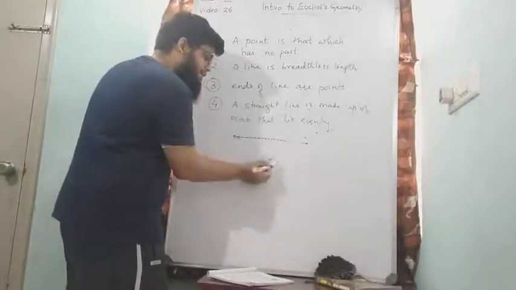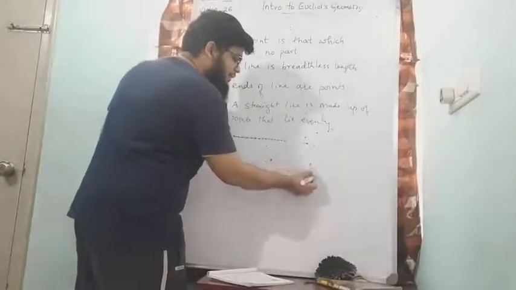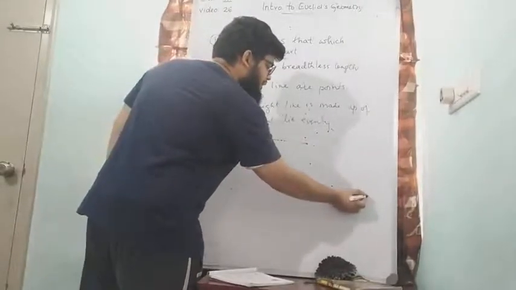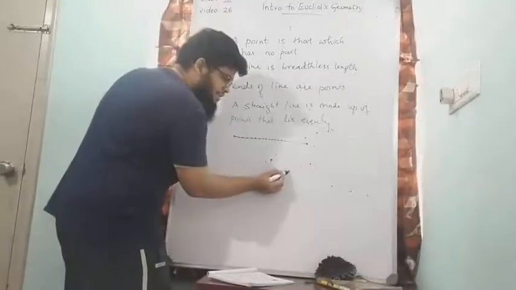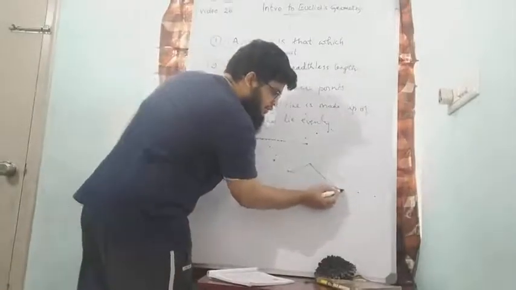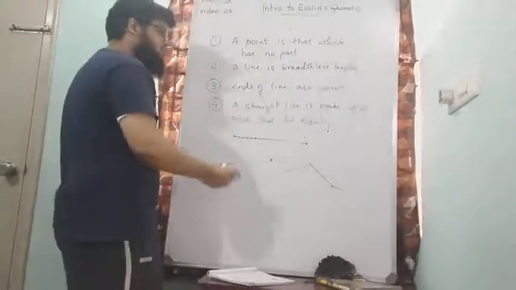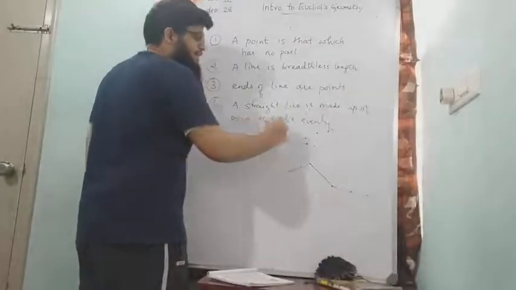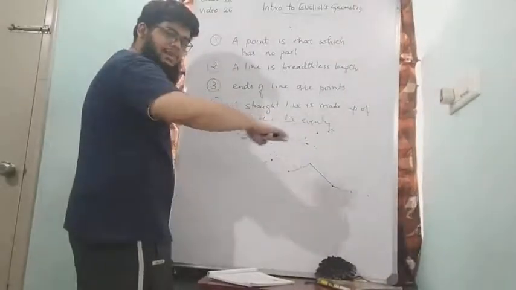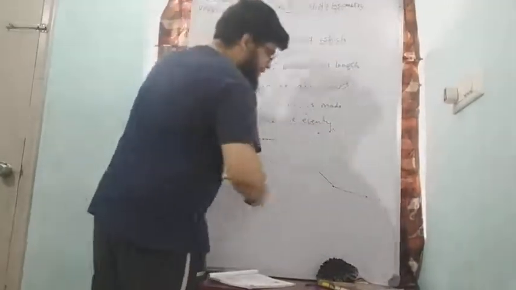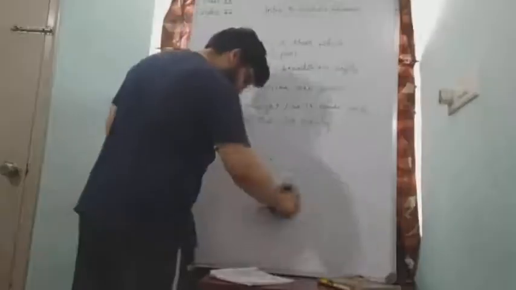I can't have, for example, one point here, one point here, one point here, one point here, and one point here. What will happen? Do you think this is a straight line? It can't be a straight line. So we should have points that lie evenly. That means they all lie in the same position on the same surface. That is the point that we studied.